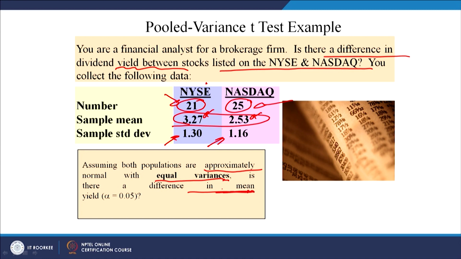If I ask you in which stock exchange you would like to invest, the New York Stock Exchange or Nasdaq, by looking at this data, you have the mean and standard deviation of a couple of stocks of these two stock exchanges. So, how would you proceed? What kind of example is this? First of all, this is a hypothesis test of two samples.